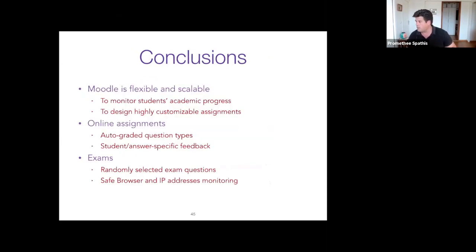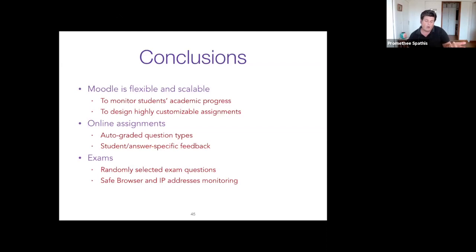As a conclusion, because I really want to keep some time for the questions: as we may see, Moodle is quite flexible and scalable. It can allow you to monitor in detail the academic progress of the students. You can design highly customizable assignments, and that's a very interesting component of Moodle.